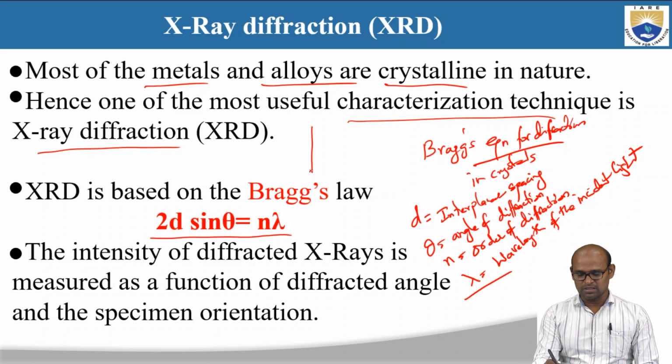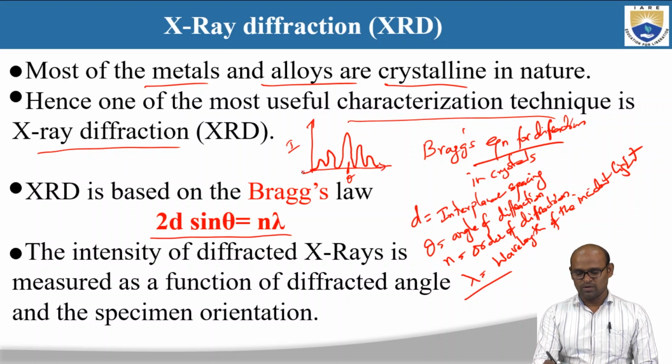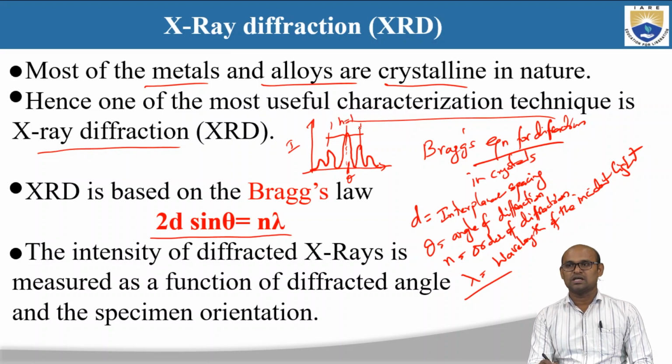If you look at this intensity pattern, intensity versus angle, at theta equal to 0 we have the highest peak in intensity, and as we go away from the center, the intensity decreases and decays to 0 for larger distances. From the center, the first peak on the right side and the first peak on the left side both correspond to n equal to 1, first order diffraction.